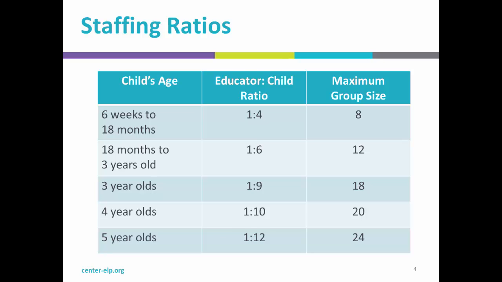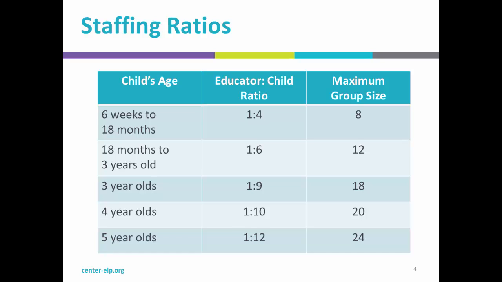In a classroom with 3-year-olds, the ratio is 1 adult for every 9 children, with a maximum of 18 children in the room. In a 4-year-old classroom, the ratio is 1 adult for every 10 children, with a maximum of 20 children per room. In a classroom with 5-year-olds, the ratio is 1 adult for every 12 children, with a maximum of 24 children per room.